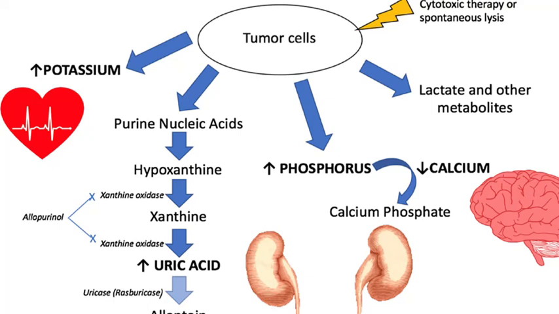By breaking down uric acid into allantoin, which is much more soluble, it helps protect kidney function during rapid cell breakdown, like in tumor lysis syndrome. So we know that hypoxanthine and xanthine are also more soluble than uric acid. If allantoin is 5 to 10 times more soluble than uric acid, how many times are hypoxanthine and xanthine more soluble than uric acid?